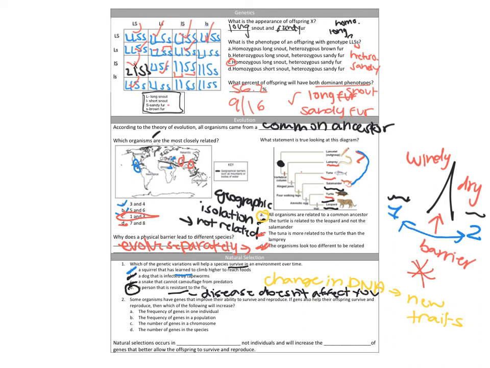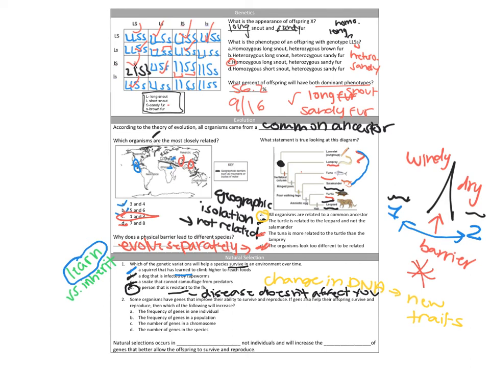So, guys, key takeaway in this problem is what traits do you learn versus what do you inherit or get from your parents? If it's something, guys, that you learn, that's not going to help you survive over time. That's not going to have any effect on your offspring because you're not changing your DNA. Now, some organisms have genes that improve their ability to adapt and survive. If the genes also help their offspring survive and reproduce, then which of the following will increase?